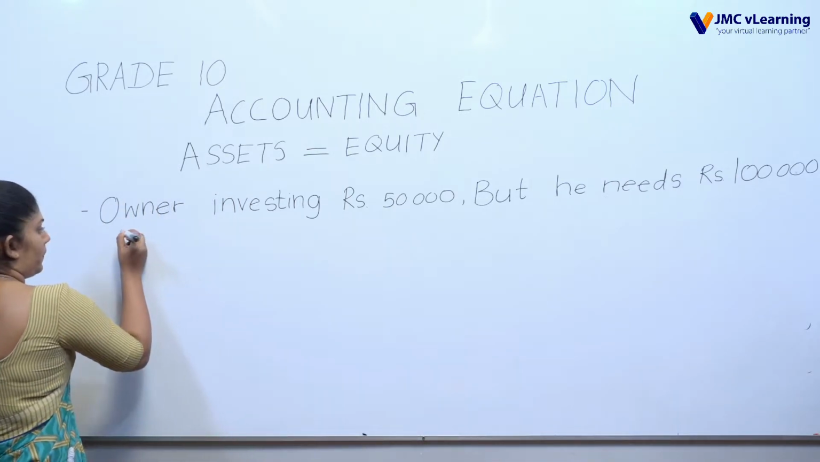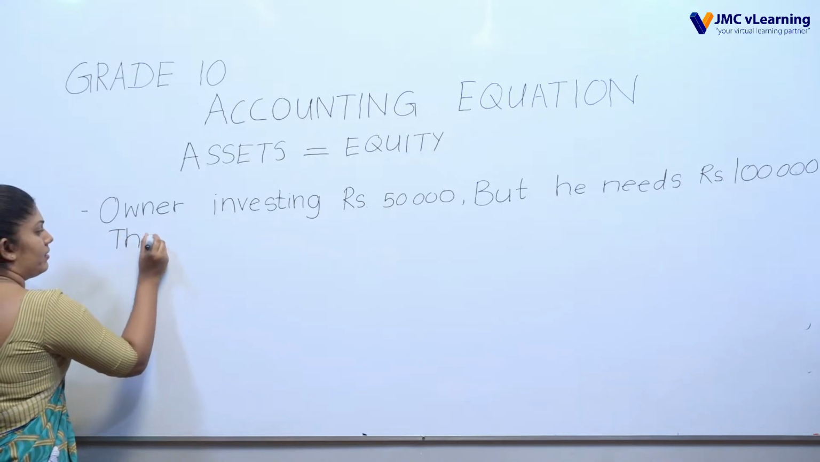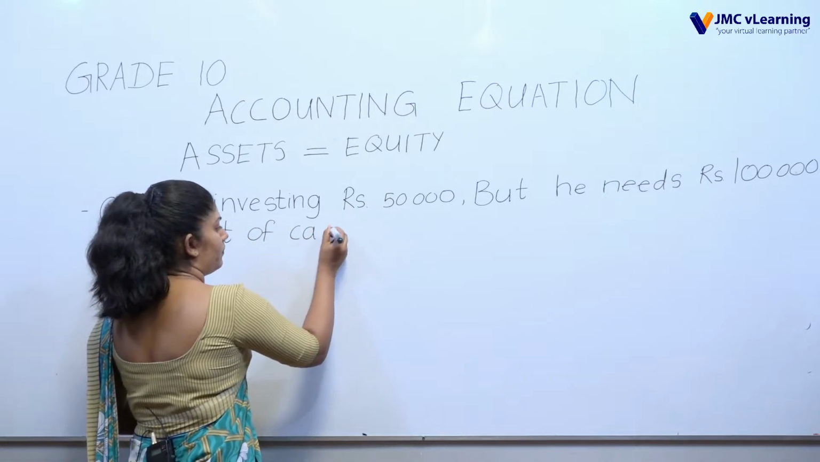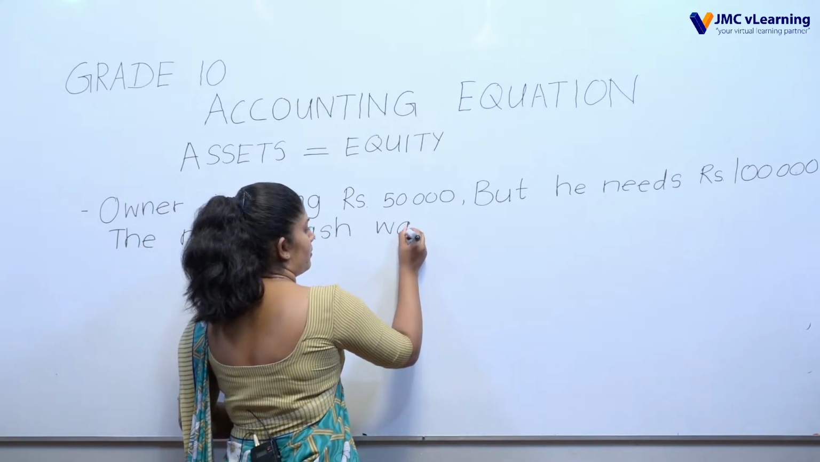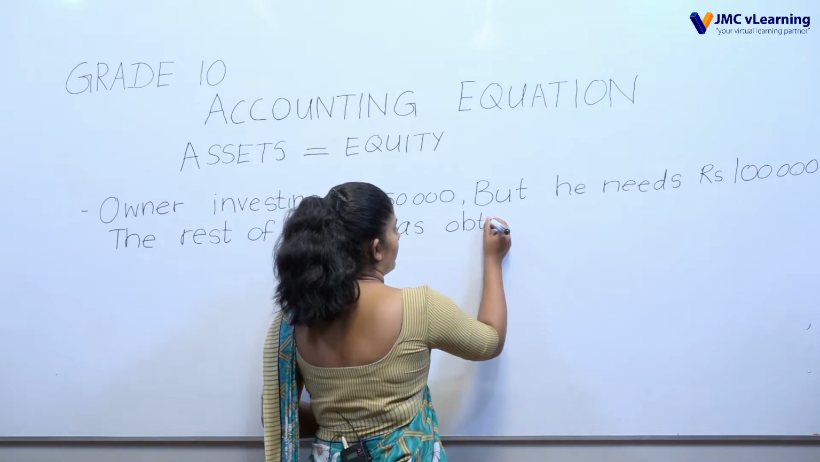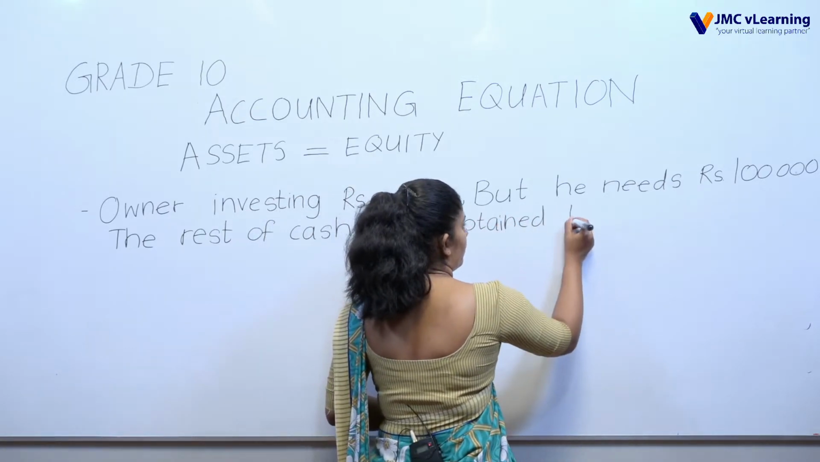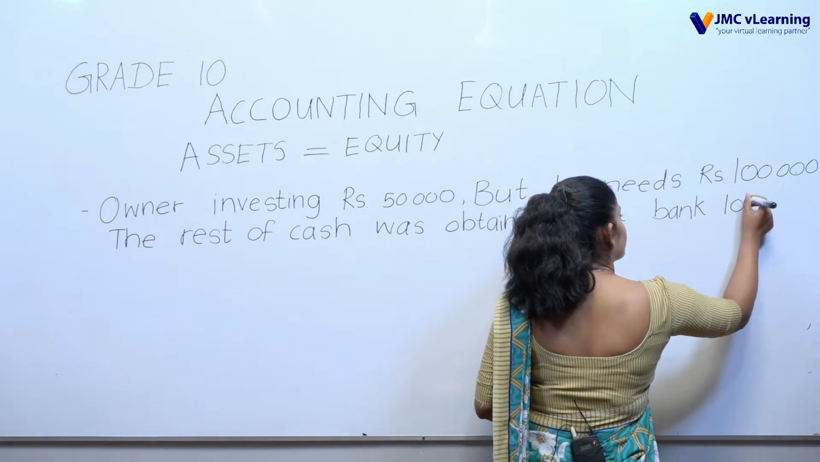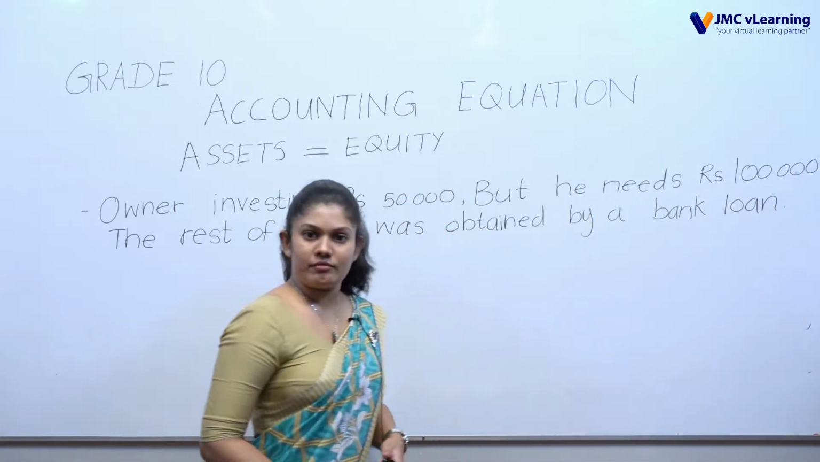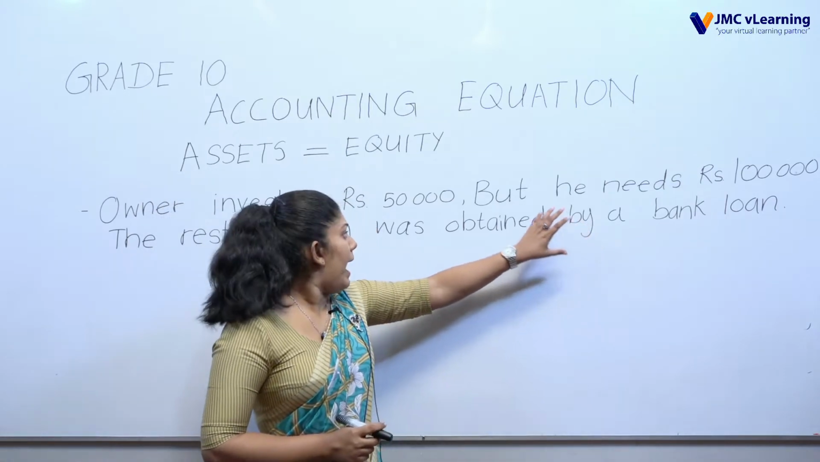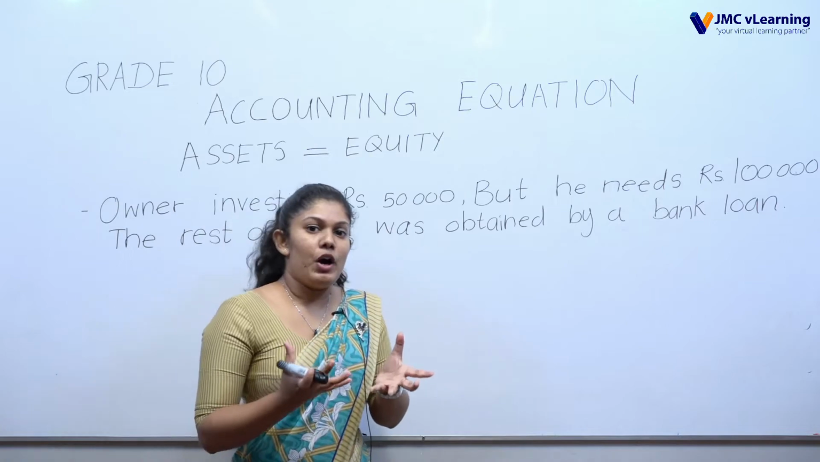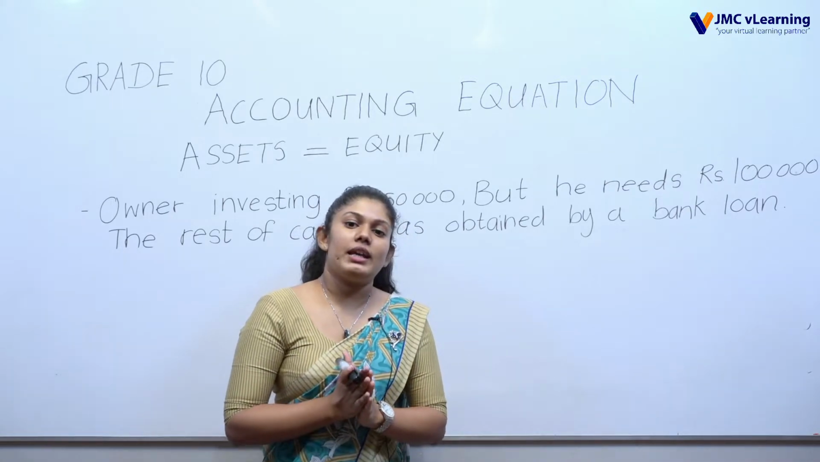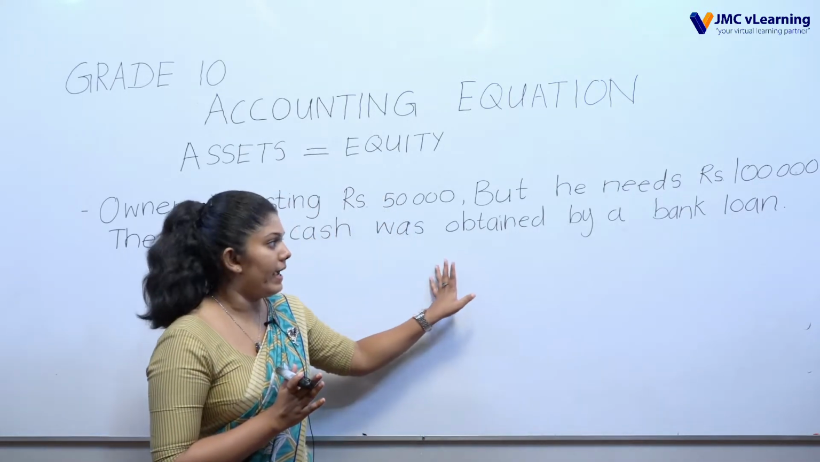Now let's assume the rest of the cash was obtained by a bank loan. He needs 100,000 and he has 50,000. There is a gap of another 50,000, but he has no way to get it. So, the best option he has is getting a bank loan.